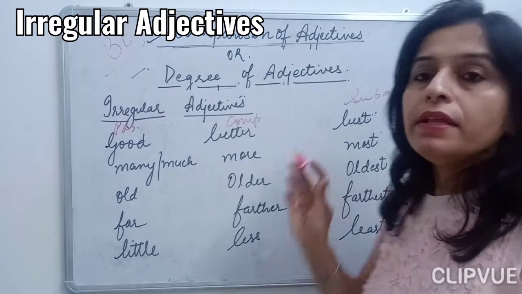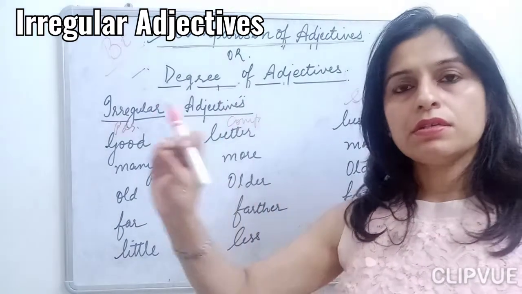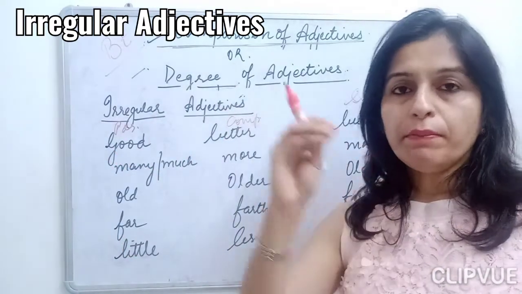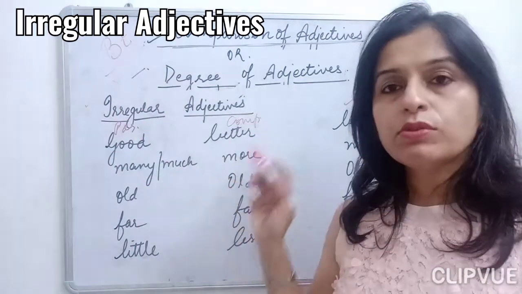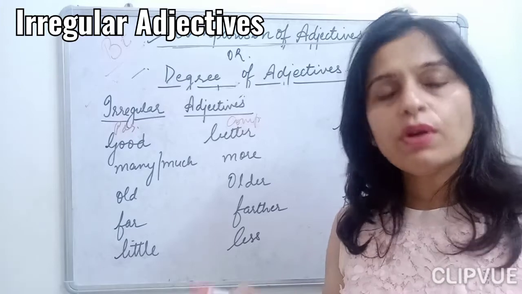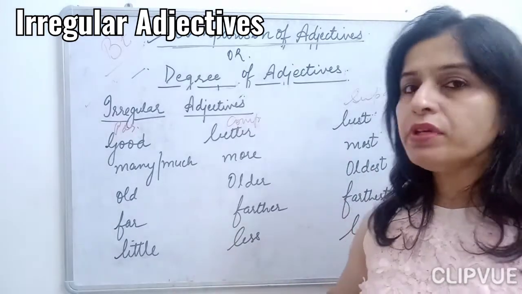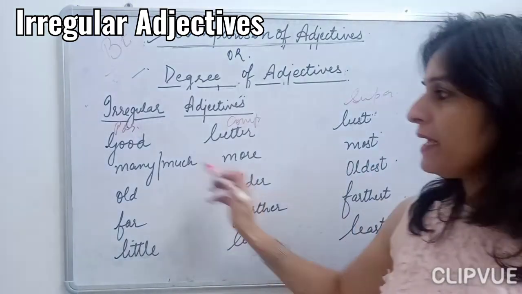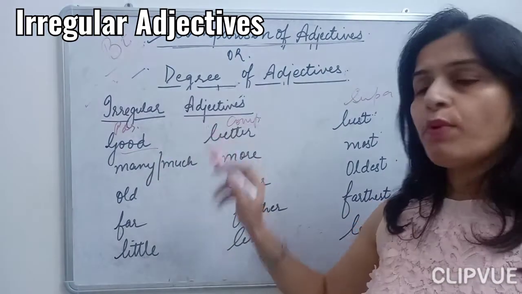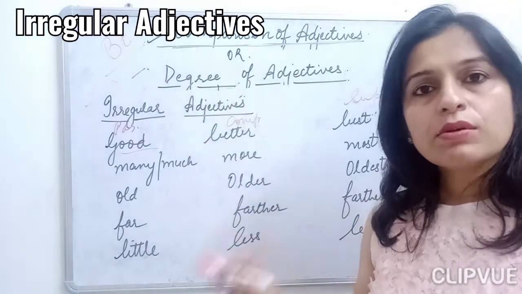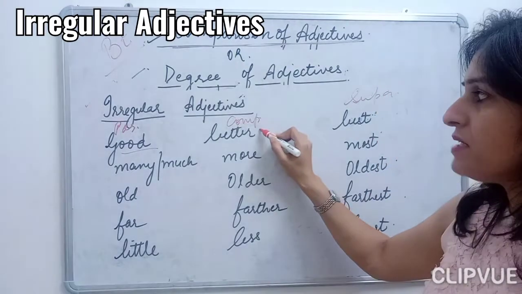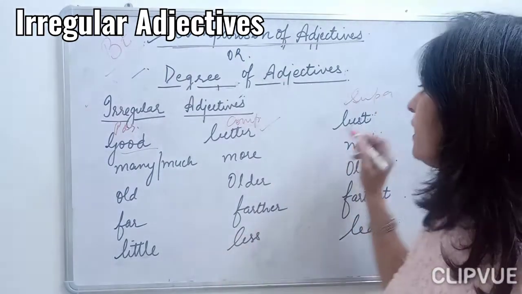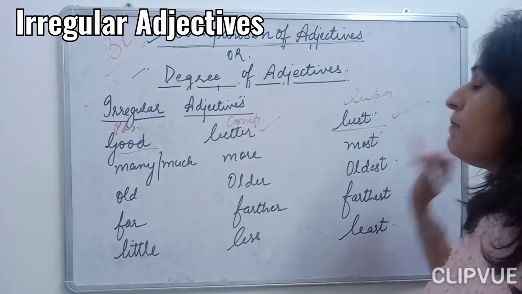What we have done? Small, smaller, smallest. Brave, braver, bravest. But irregular adjectives are those which do not follow any rule. They have their own comparison. Okay, like see, suppose good is a positive degree. Sita is a good girl. It's a positive sentence. Now the comparative will be better and the superlative will be best.